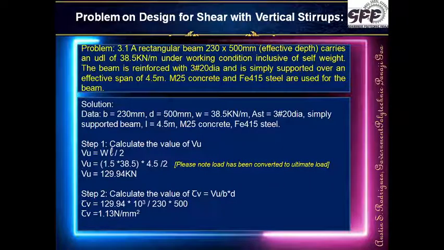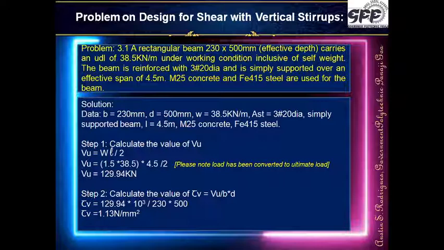Problem 3.1 says a rectangular beam of 230 by 500 mm effective depth carries a UDL of 38.5 kN per meter under working condition inclusive of self weight. The beam has 3 bars of 20 mm diameter and it is simply supported. Effective span is 4.5 meters. It has M25 concrete and Fe415 steel. So we are supposed to design for shear. We have been given the instructions over here.